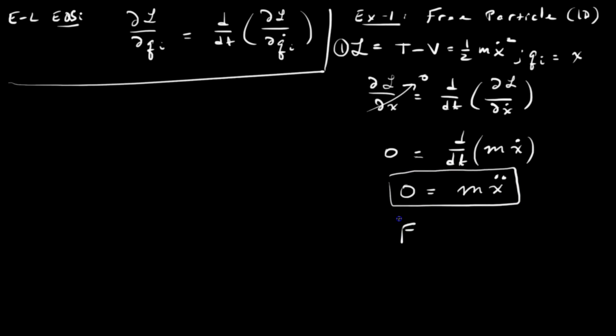F equals 0, which is defined to be m x double dot is 0 for a free particle. That's the beauty of Lagrange. You can derive Newton's equations from these Euler-Lagrange equations, and they're much simpler to work with because you just need the Lagrangian. You don't need any constraint forces, you don't need any forces to begin with. You just need the kinetic energy, the potential energy, and you have Newton. I cannot say it better than that. You have Newton if you have Lagrange.